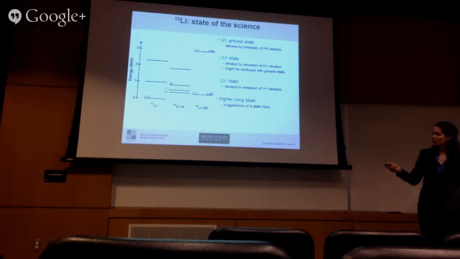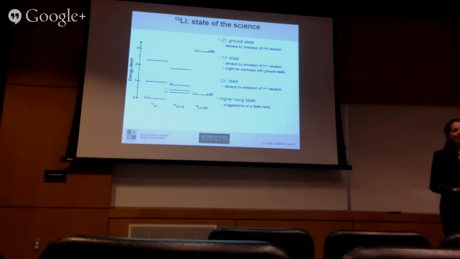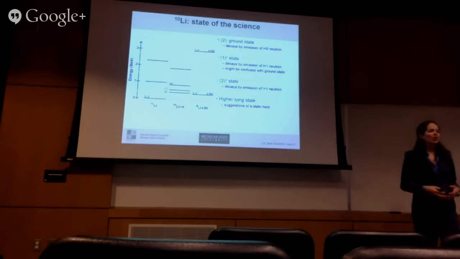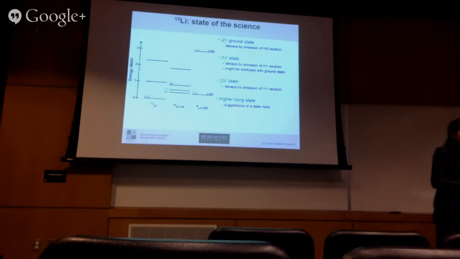We know that this ground state right here is of negative parity, and it decays by the emission of an L equals 0 neutron. This means that the decay is a very broad decay. It's very wide. There are suggestions that there's a low-lying positive parity state in the system, but there's also been a question of, do we really see this low-lying state, or are we confusing this with the ground state that is very broad?